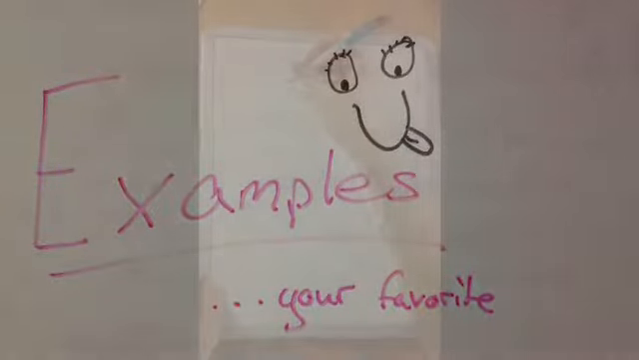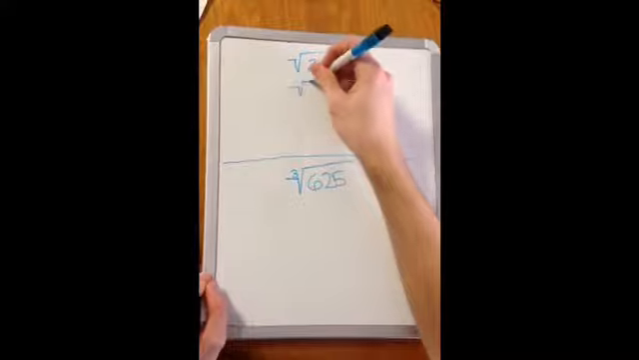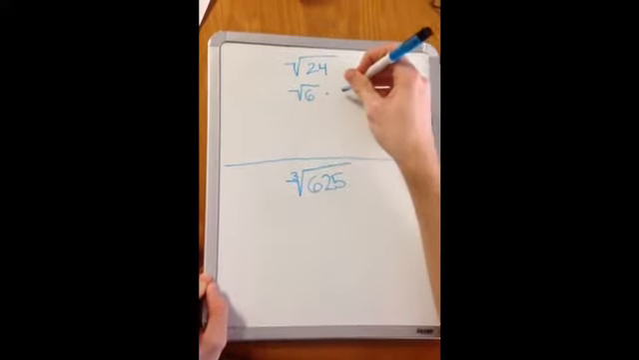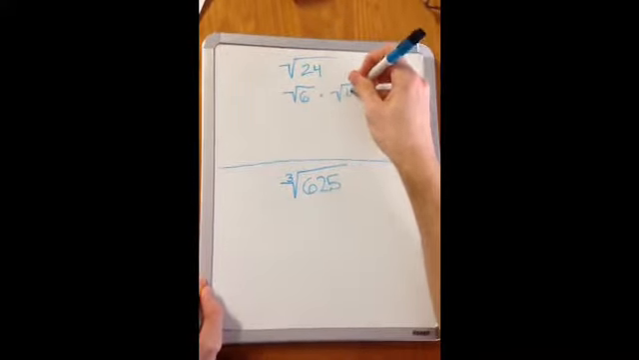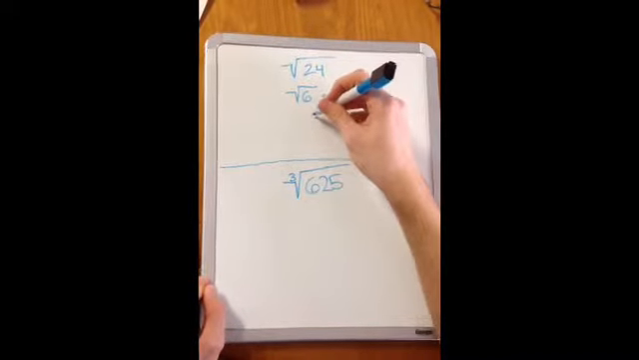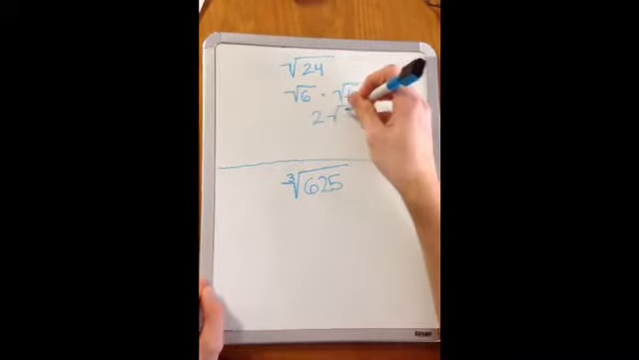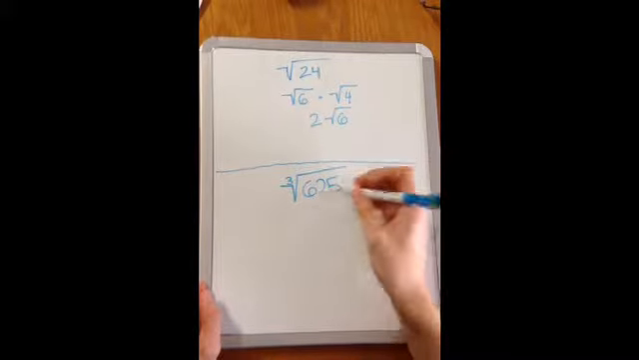So the square root of 24 can be broken down to the square root of 6 times the square root of 4. The square root of 4 is 2. So 2 times the square root of 6, since the square root of 6 is already simplified.